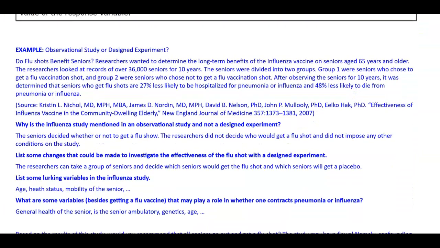Now, observational study or designed experiment? Do flu shots benefit seniors? Researchers wanted to determine the long-term benefits of the influenza vaccine on seniors aged 65 years and older. The researchers looked at records of over 36,000 seniors for 10 years. The seniors were divided into two groups. Group 1 were seniors who chose to get a flu vaccination shot, and Group 2 were seniors who chose not to get a flu vaccination shot. After observing the seniors for 10 years, it was determined that seniors who get flu shots are 27% less likely to be hospitalized for pneumonia or influenza and 48% less likely to die from pneumonia or influenza. And here is the source associated with that study.